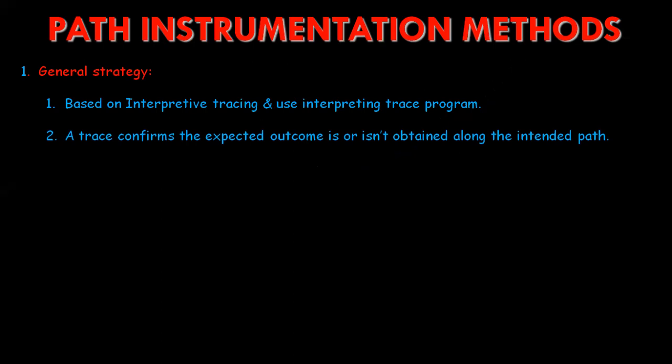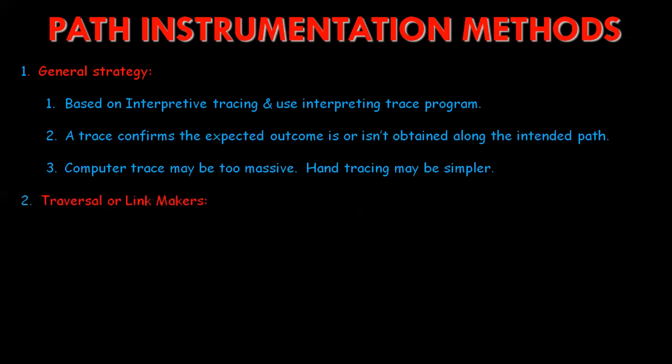The trouble with trace is that it gives us far more information than what we need. In fact, a typical trace program provides so much information, with a massive output dump, that confirming the path is more work than simulating the computer by hand. Now, what is a traversal marker or link marker?